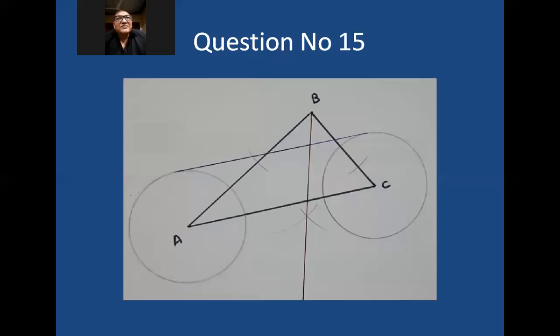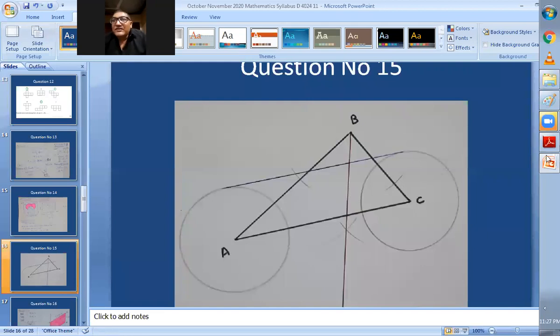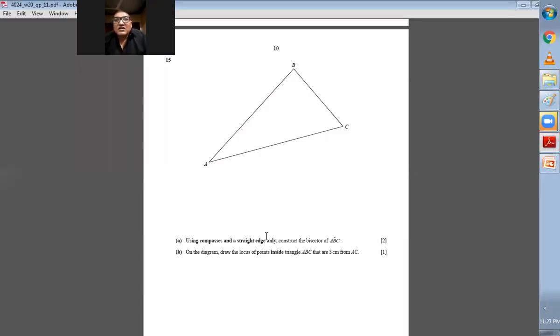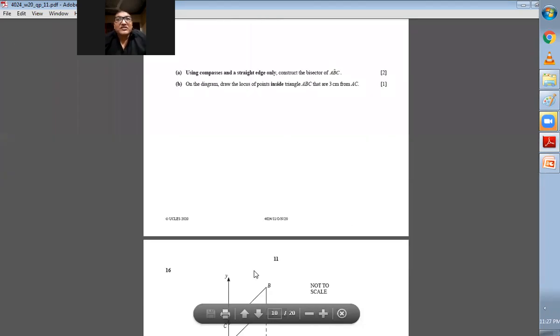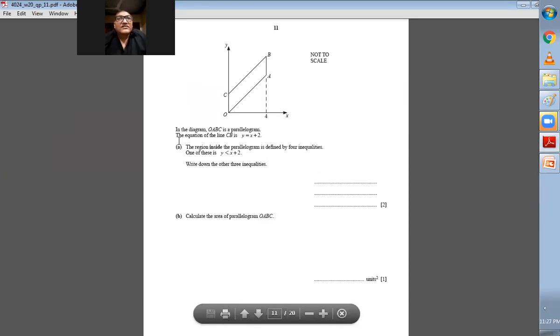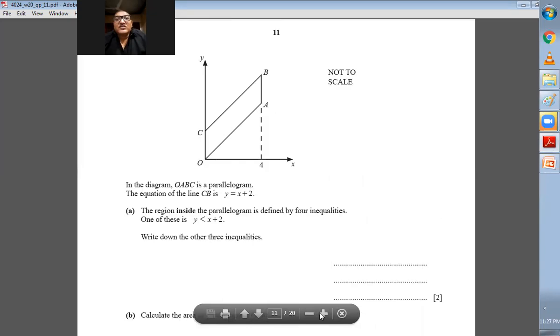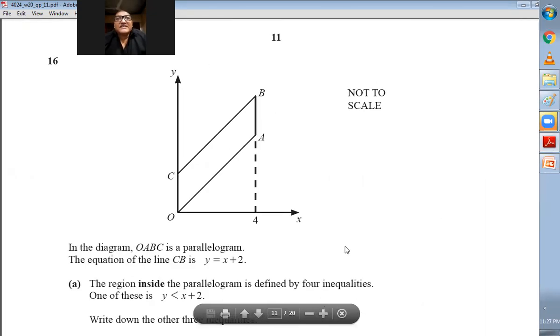Very simple. This was what he was asking us to draw. So this blue color line is basically all the time 3 centimeters from the AC line. So that was question number 15. Hope you have understood. The question was: on the diagram, draw the locus of points inside the triangle ABC that are 3 centimeters from AC. Very simple question. Now we are moving to the next question, that is question number 16.